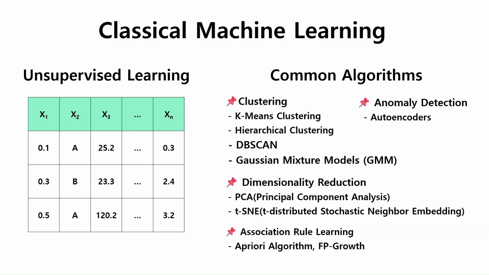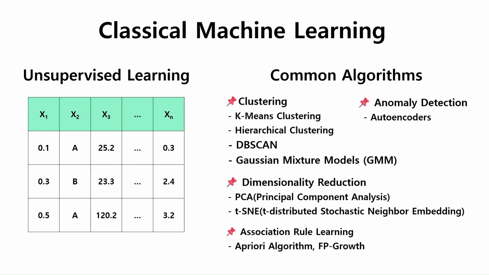structure on its own. Let's take a look at some of the most common unsupervised learning tasks and the algorithms used to solve them. Clustering, grouping similar data points together. Examples include k-means clustering, hierarchical clustering, DBSCAN, Gaussian mixture models, GMM. Anomaly detection, identifying data points that don't follow the normal pattern. A common method here is autoencoders, especially for detecting outliers in complex datasets.